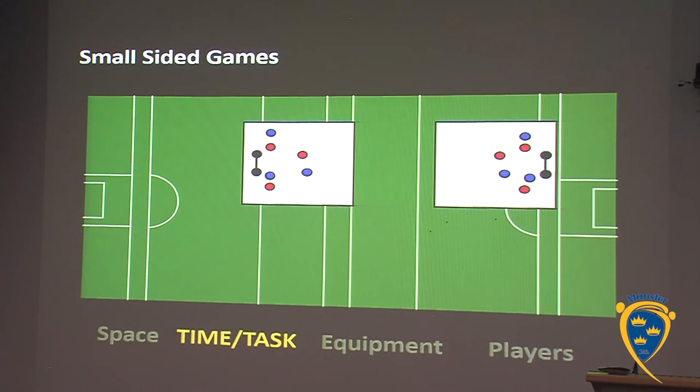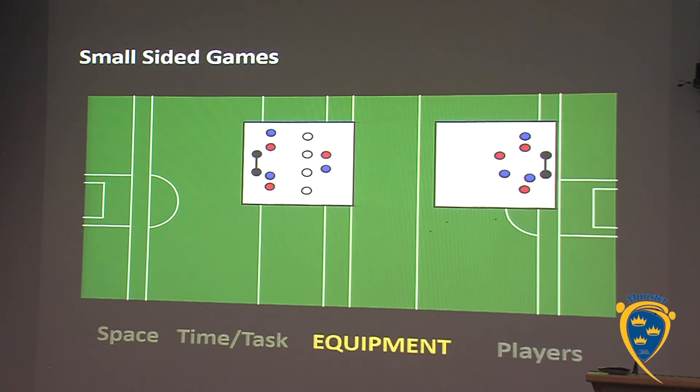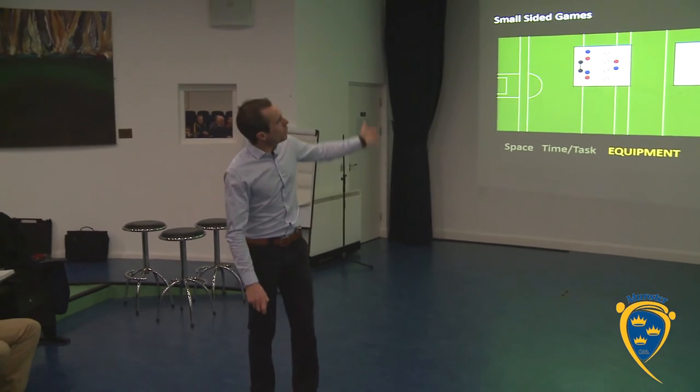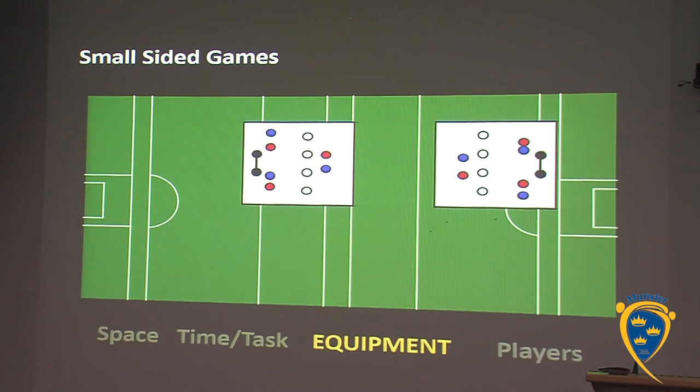Let's think about the time or the task. You might say 2 seconds in possession, 2 steps in possession, or 10 steps in possession. What about equipment? Well, for example, we might add in a zone. And when the ball is in this area here, these two players have to be outside. And when it comes over, they can move anywhere. And now you're getting to teach them about depth and creating space. And then we might add the zone into both sides.